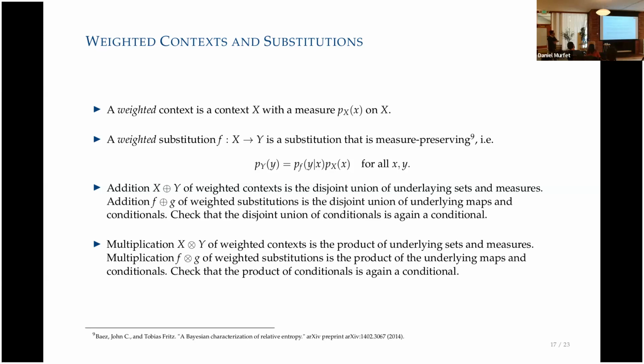And then the next thing I can do is take products of weighted contexts. The product is the product of the underlying sets and measures. So you have product measures on product of sets. And the morphisms can also multiply together. You have to check, but the products of conditionals are again conditional. They sum up to 1, for instance.